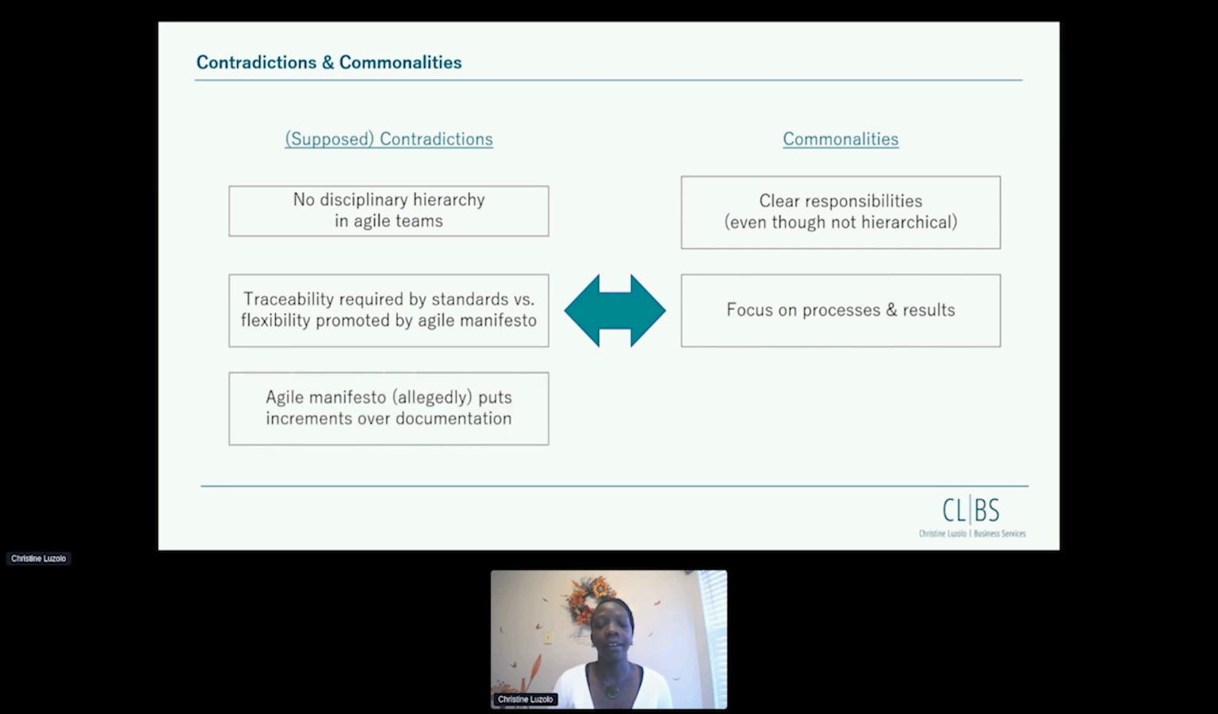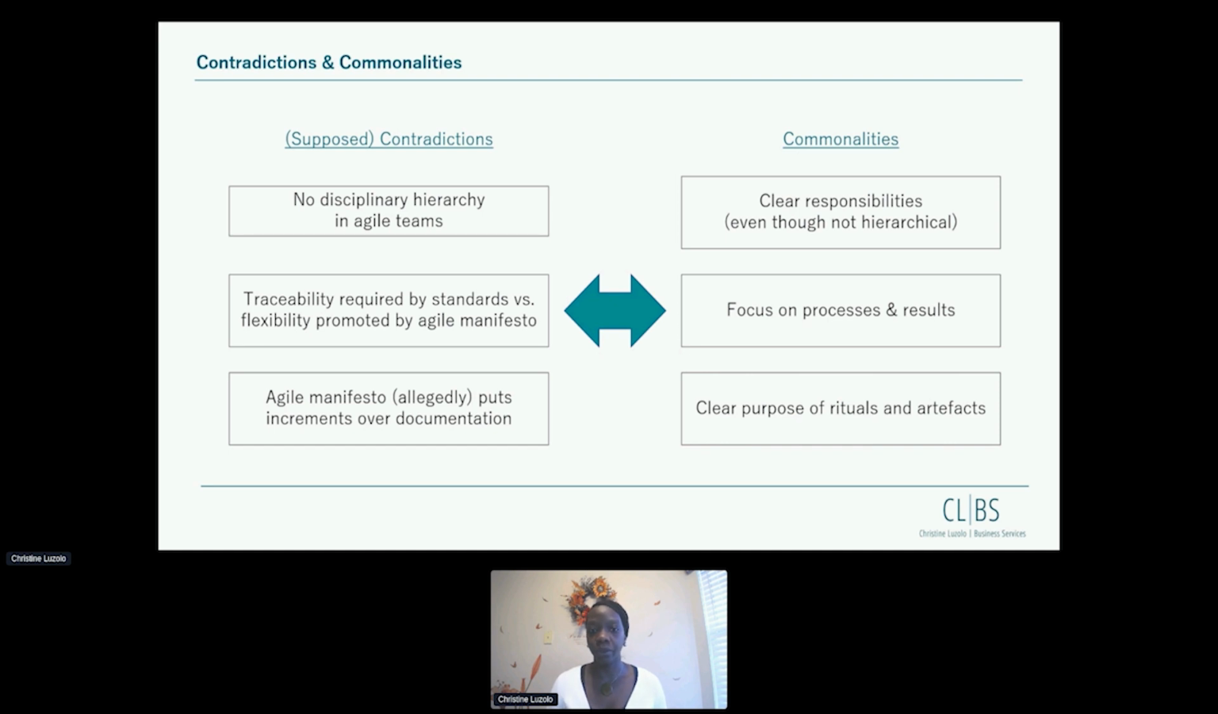And then in the end, the Agile Manifesto allegedly puts increments, meaning the results of a working period, over documentation. And yes, the Agile Manifesto says that interaction and creating results is more important than documentation, but it does not say that documentation is not important. And here again, there is a clear purpose of the rituals and the artifacts in the Scrum cycle. This purpose of each ritual and each artifact actually makes this argument obsolete.